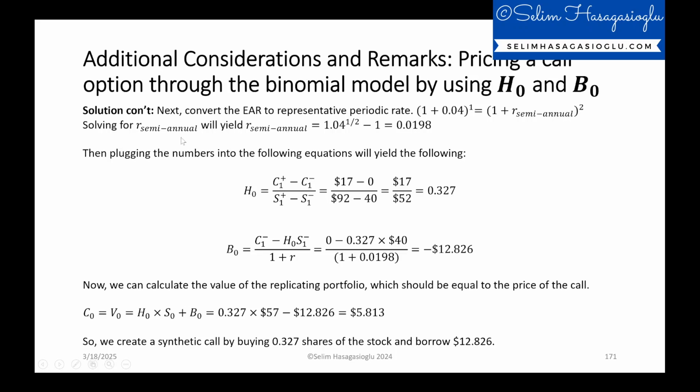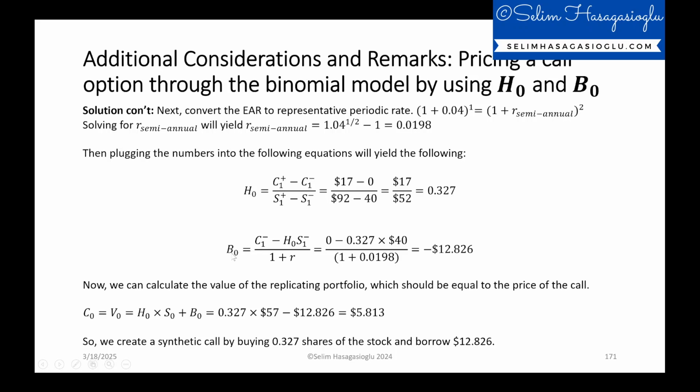So solving for semi-annual will yield R semi-annual equal to 1.04 to the power of 1 over 2 minus 1, 0.0198. Then plugging the numbers into the following equations will yield the following. Remember, H0 will be the difference in the payoffs of the call option divided by the changes in the price of the underlying asset. So remember, these values were shared on the previous slide. So 17 minus 0 divided by 92 minus 40, 17 divided by 52, H0 should be equal to 0.327.